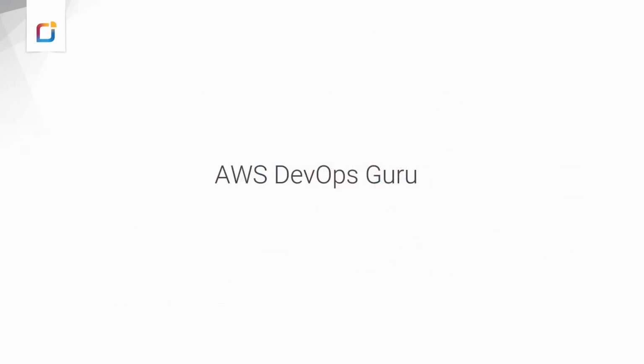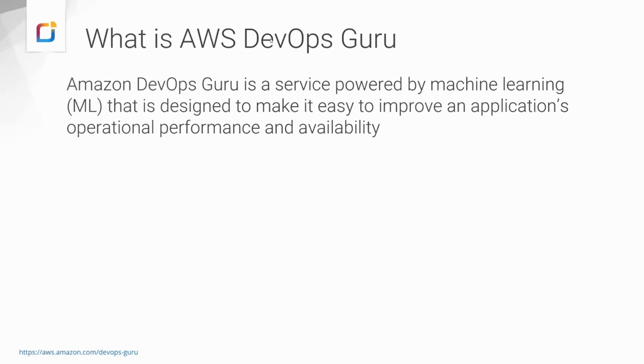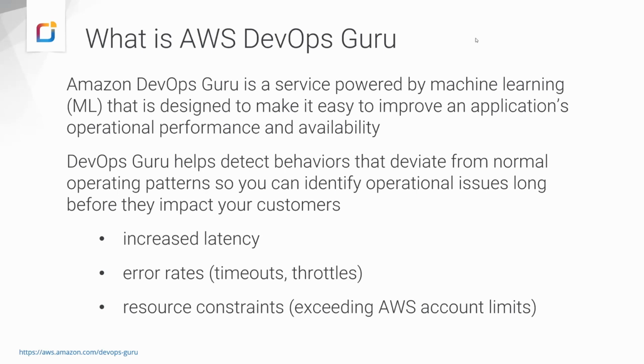Now we can start with AWS DevOps Guru. First of all, what is it about? The service is mainly a machine learning service, but you don't need to be an expert in machine learning. Neither am I. It aims at improving application performance and availability. It detects behaviors that deviate from normal operating patterns, so you can identify issues long before they impact your customers.